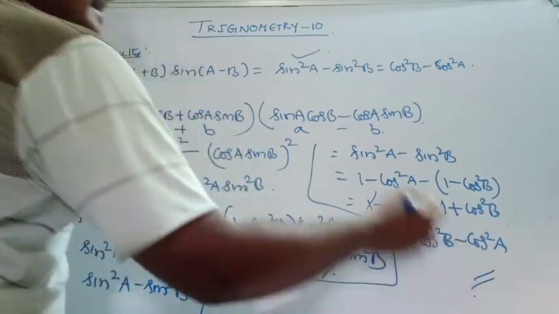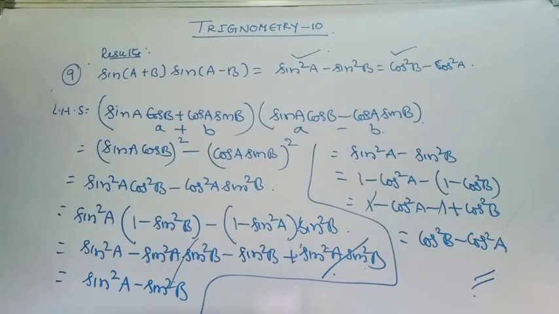See the second result also we have got wonderfully. This is now cos square B minus cos square A. Therefore sin of A plus B into sin of A minus B is equal to sin square A minus sin square B. And that is also in terms of cos, you have got cos square B minus cos square A. Okay, wonderfully we have got this result.